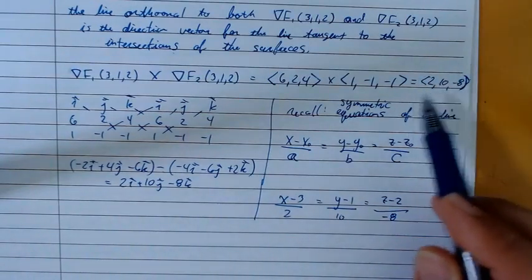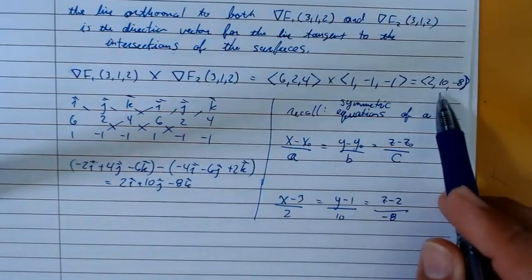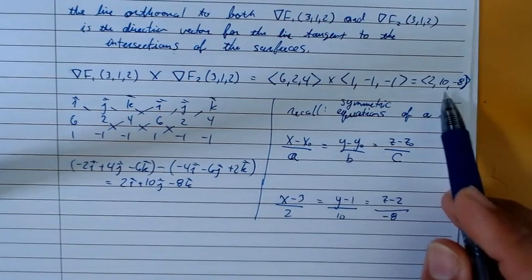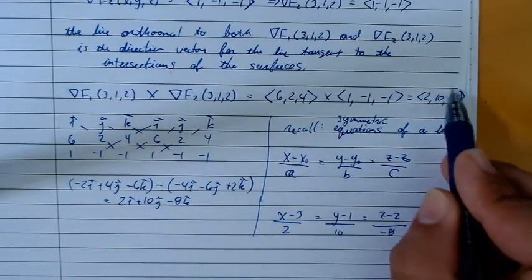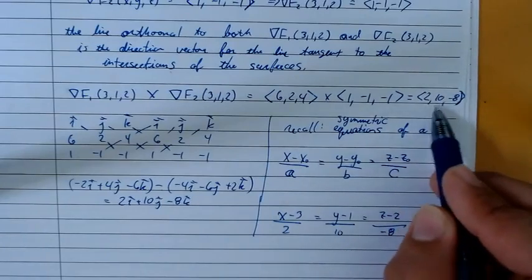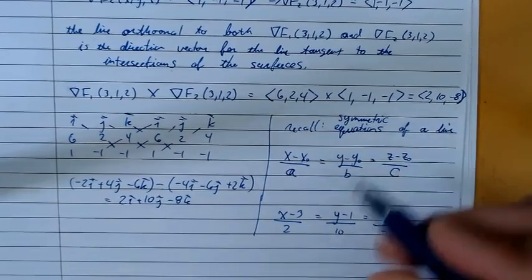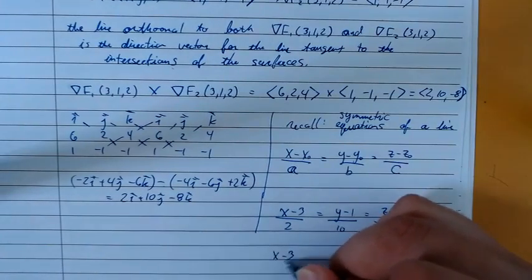One thing to note is, just like in the previous example, these vectors are giving us a direction, which means that any vector in this direction would work as well. So if you give me a scalar multiple of this, that will also be fine. For example, if you multiplied this by 1/2, that would give me (1, 5, -4). That would also be fine.